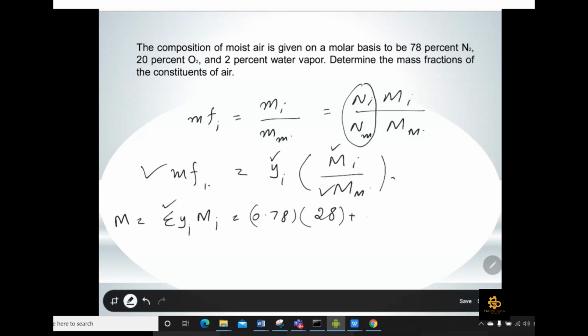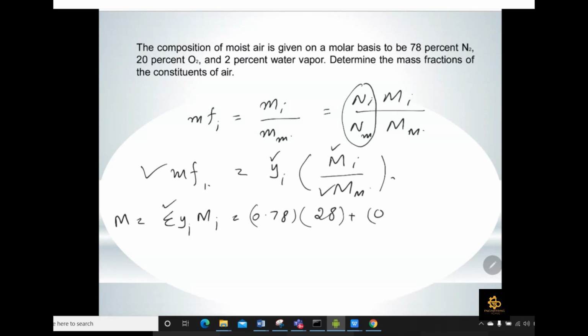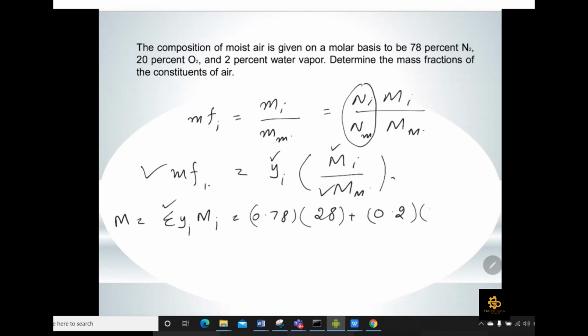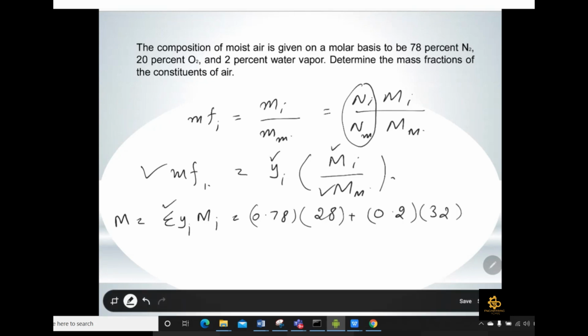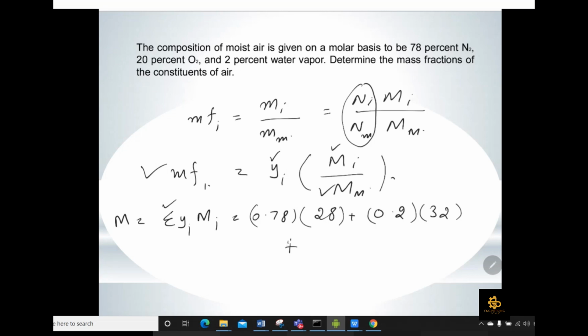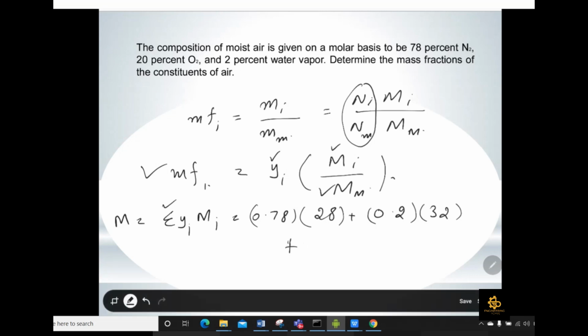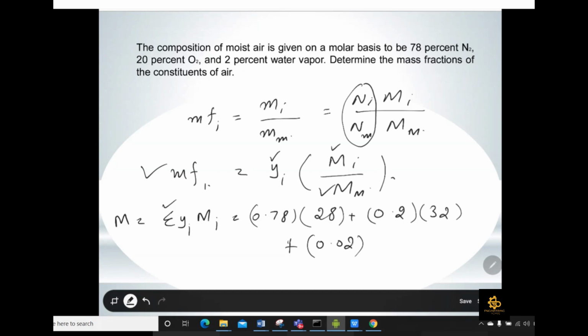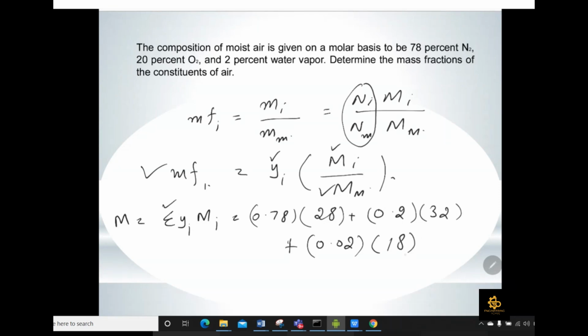Similarly for the second component, O2, we have 0.2 times 32, which is the molar mass of O2, plus 0.02 for H2O, which is the mole fraction of H2O given in the question as well. You just have to multiply by the molar mass of H2O, which is equal to 18. If you add all these values, you will get the molar mass of the mixture, which is equal to 28.6 kilograms per kilomole.